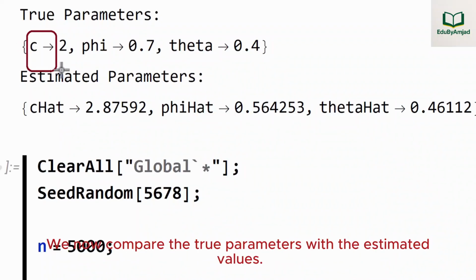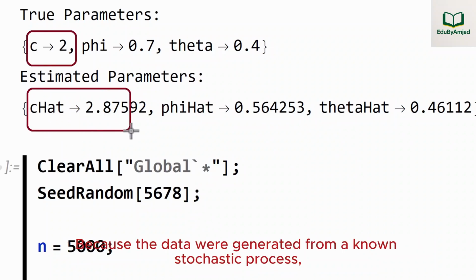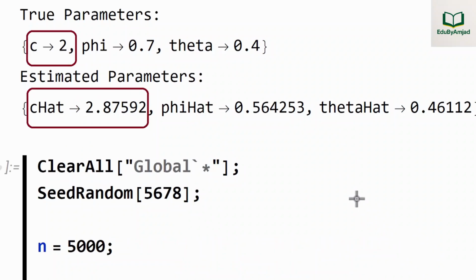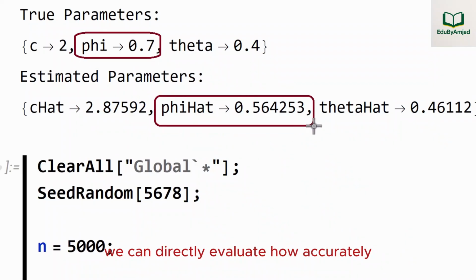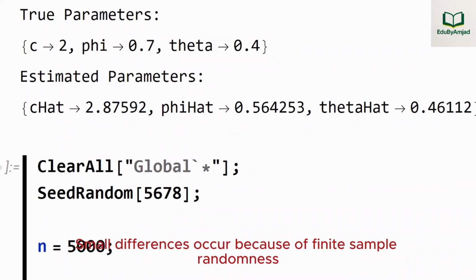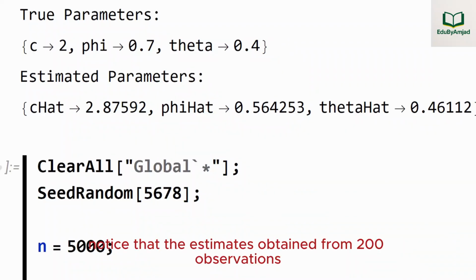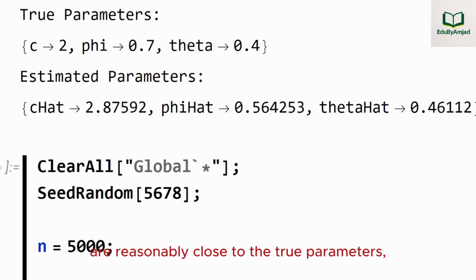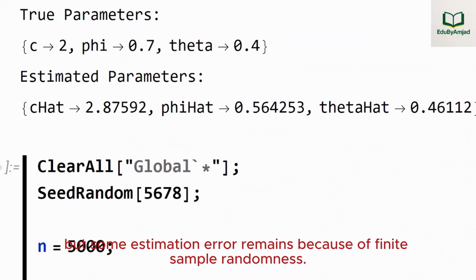We now compare the true parameters with the estimated values. Because the data were generated from a known stochastic process, we can directly evaluate how accurately the estimation procedure recovers the original structure. Small differences occur because of finite sample randomness. Notice that the estimates obtained from 200 observations are reasonably close to the true parameters, but some estimation error remains because of finite sample randomness.